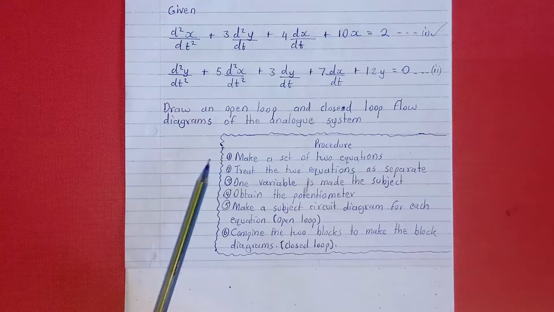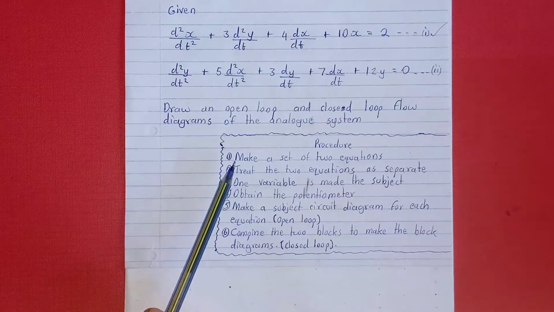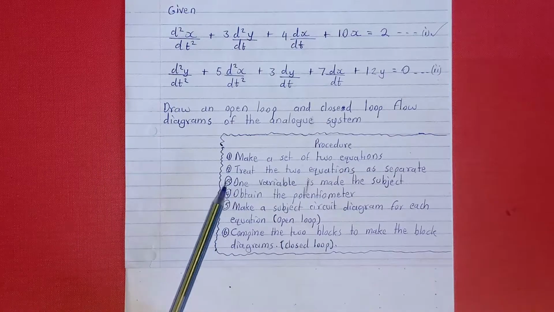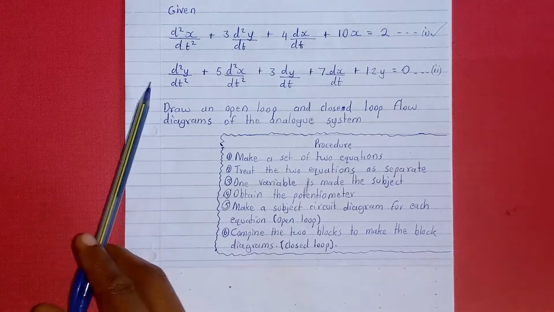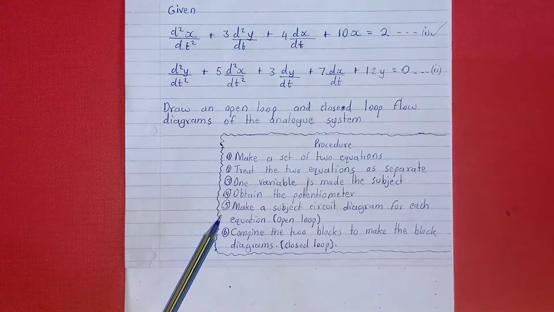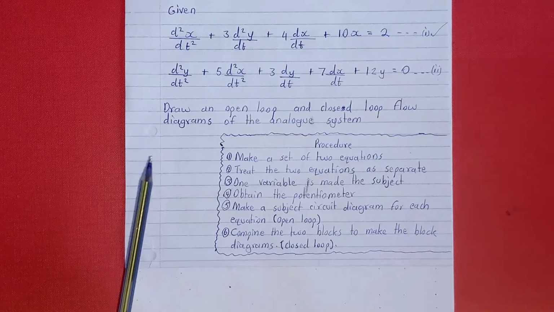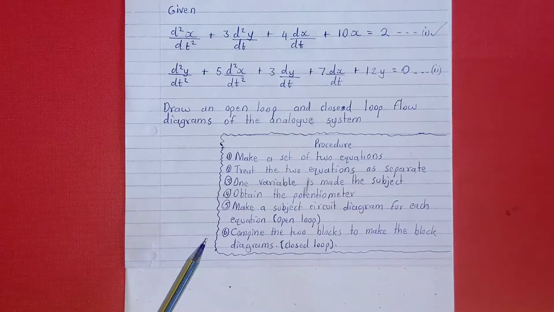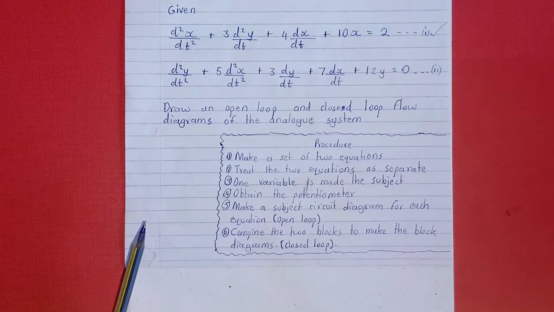First, we're going to have a set of two equations, of which we have equation 1 and equation 2. Then we're going to treat the two equations as separate. Also, one variable will be made the subject in one of the equations. Then we are going to obtain what we call a potentiometer. I'll show you how to do that. Then we are going to make a circuit diagram for each equation, for our equation 1 and our equation 2, of which it will be an open loop. Then we are going to combine the two blocks to make the block diagrams.